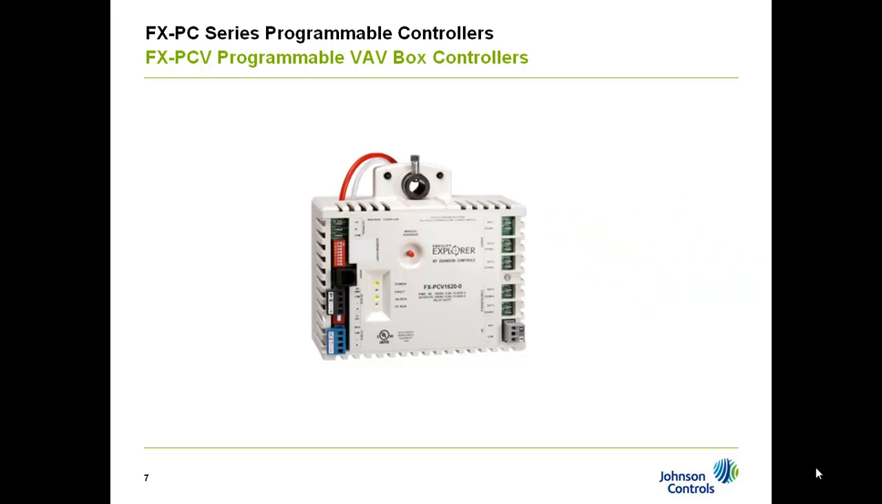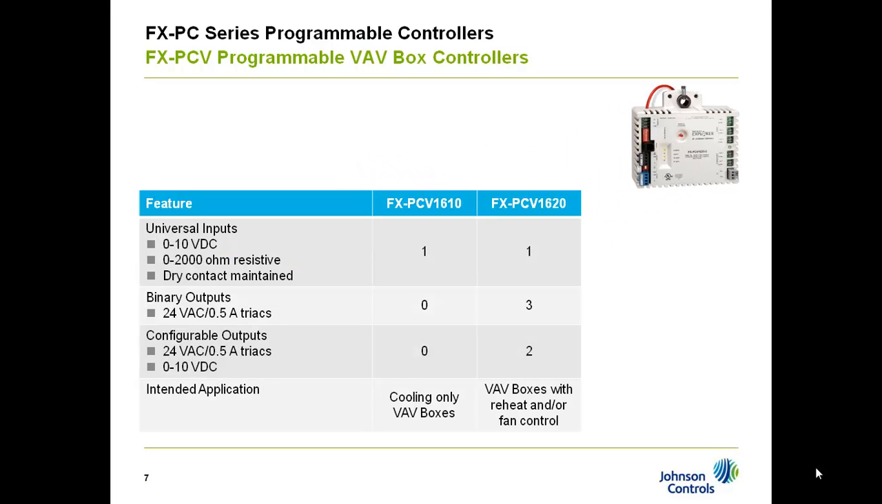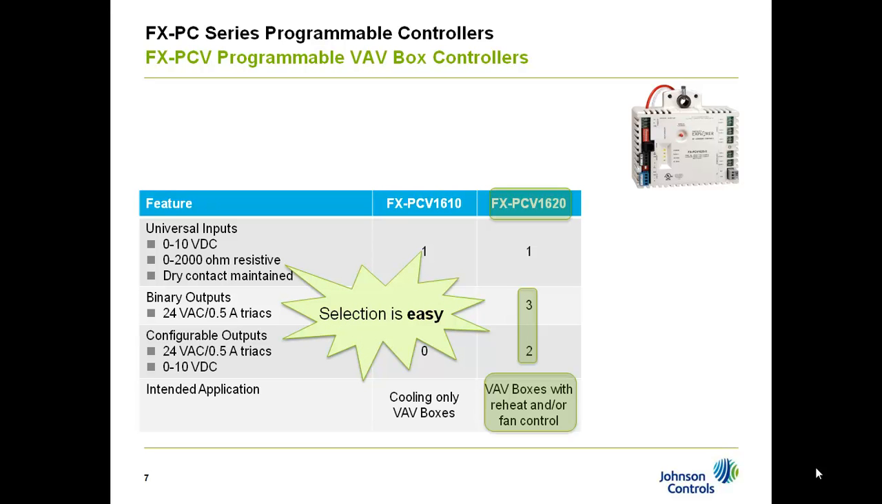We offer 2 models of the PCG programmable VAV box controller. The PCG 1610 has no outputs and is intended for controlling cooling only VAV boxes. FX-PCG 1620 models have 5 outputs and can be used to control VAV boxes with reheat and/or fan control. This makes it easy to select and also to manage inventory.